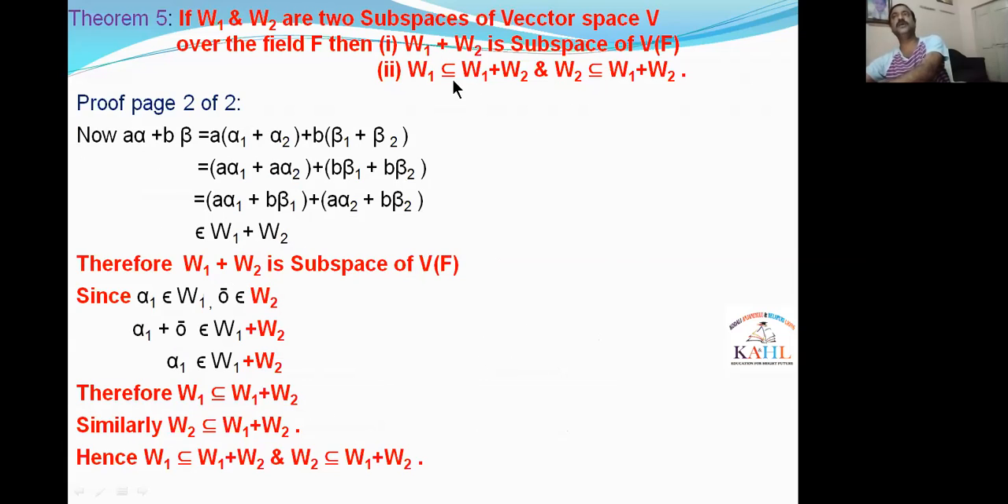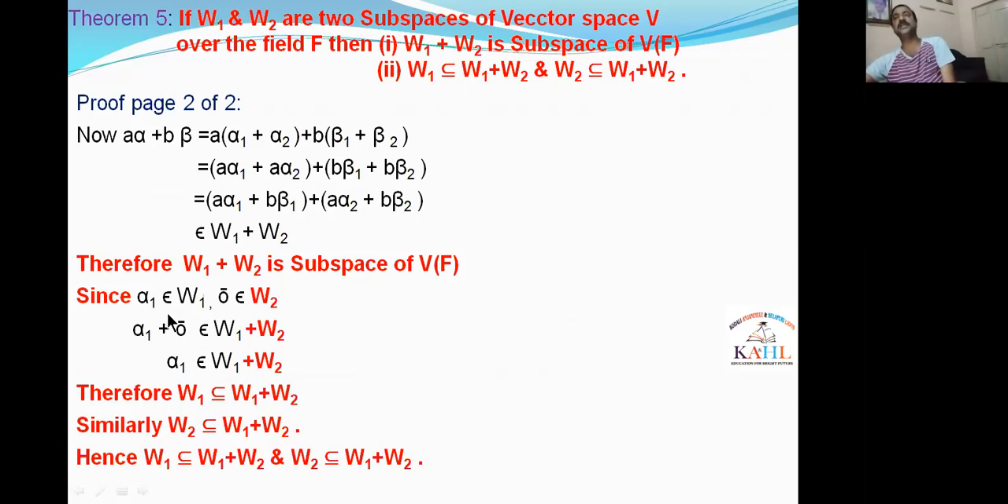W1 is contained in W1 plus W2. Alpha 1 belongs to W1, we know it. 0 bar belongs to W2, because W2 is a subspace, it has the identity element. Now alpha 1 plus 0 bar: alpha 1 belongs to W1 and 0 bar belongs to W2. That means alpha 1 plus 0 bar belongs to W1 plus W2. Then alpha 1 plus 0 bar is alpha 1, because 0 bar is the identity. That is, alpha 1 belongs to W1 plus W2.